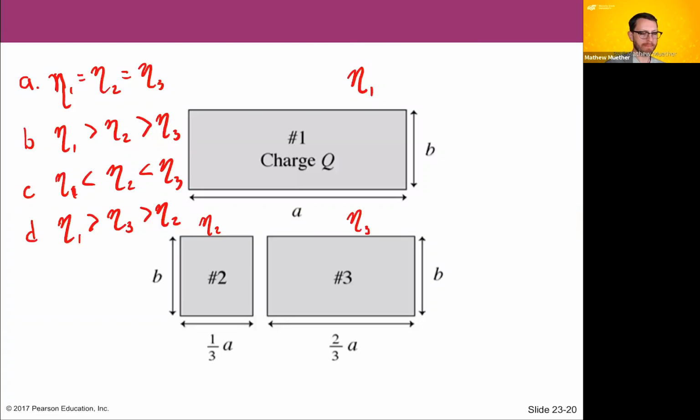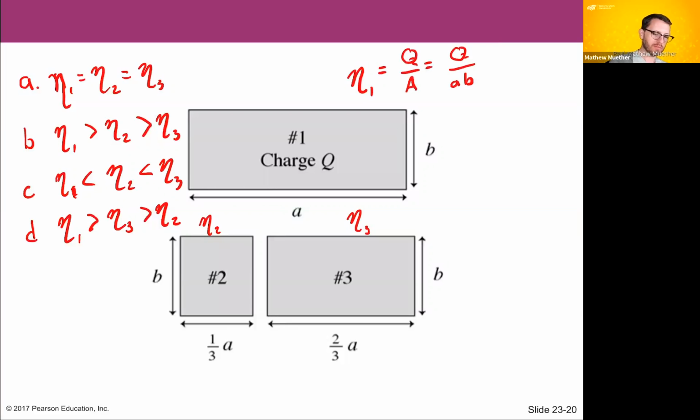Okay. So let's think about this guy. I have some charge Q distributed uniformly over this object. So I could calculate this surface charge density. It's going to be Q over the surface area. We know that that surface area is going to be A times B, right? I can just calculate the area for that rectangle to get this surface charge density.